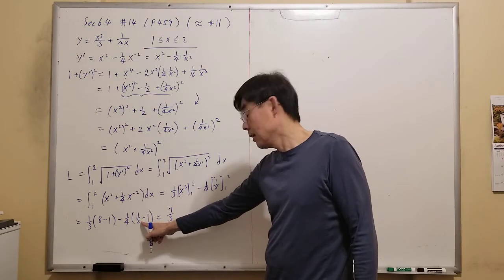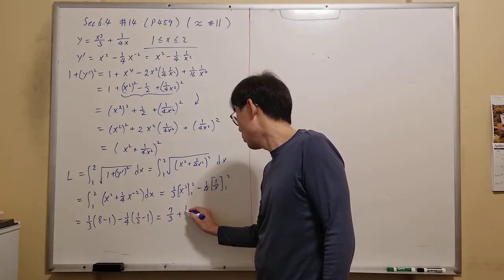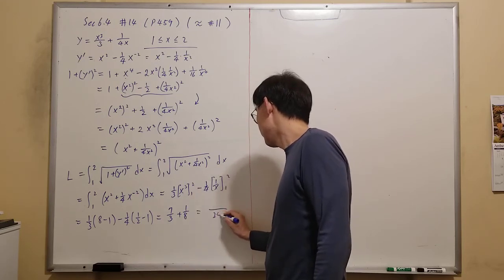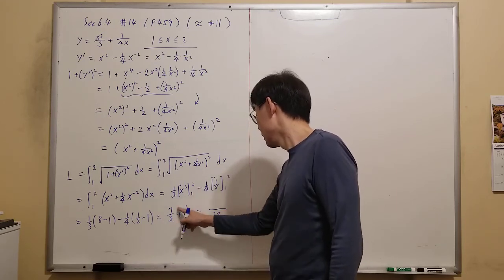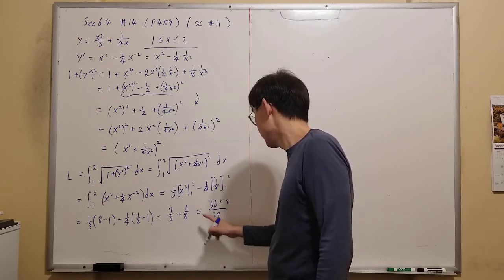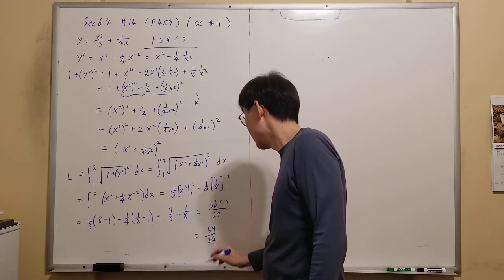This is negative 1/2, the negatives cancel, positive 1 over 8. So the common denominator is 24. 56 plus 3, right? So 59 over 24.